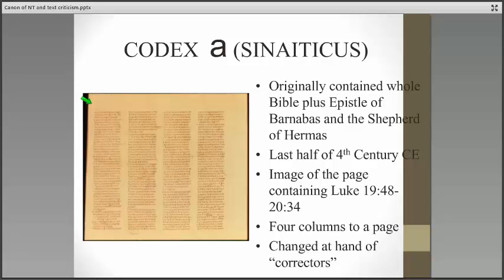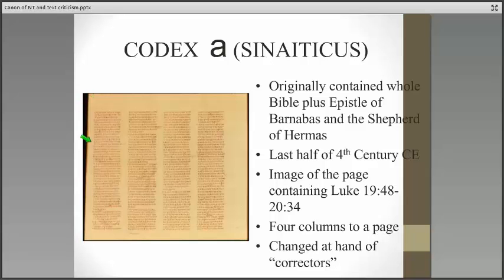By the 4th century, it was becoming settled. So this has the whole Bible, plus it has a couple of others, the Epistle of Barnabas and the Shepherd of Hermas. Apparently, the congregation that read this codex viewed those texts as also Scripture. So again, canon formation wasn't complete yet, and some communities were reading some texts that didn't eventually make it into the New Testament.